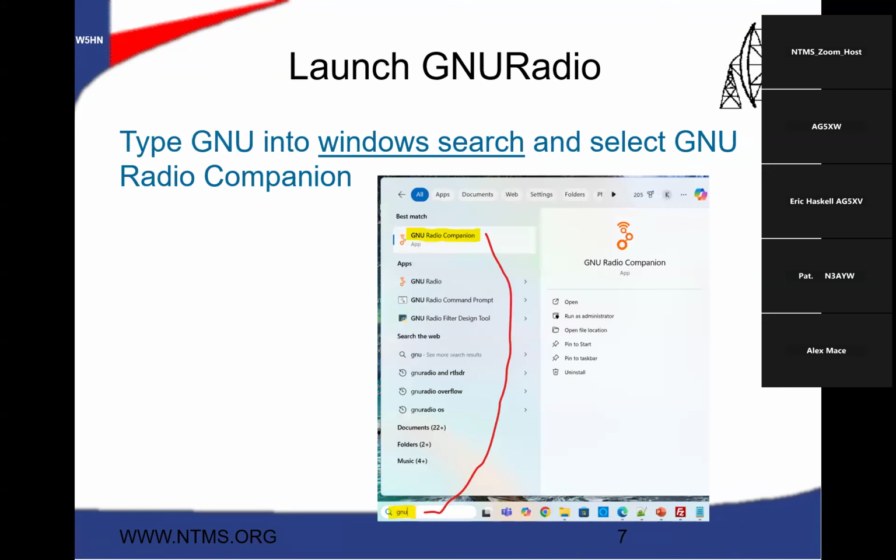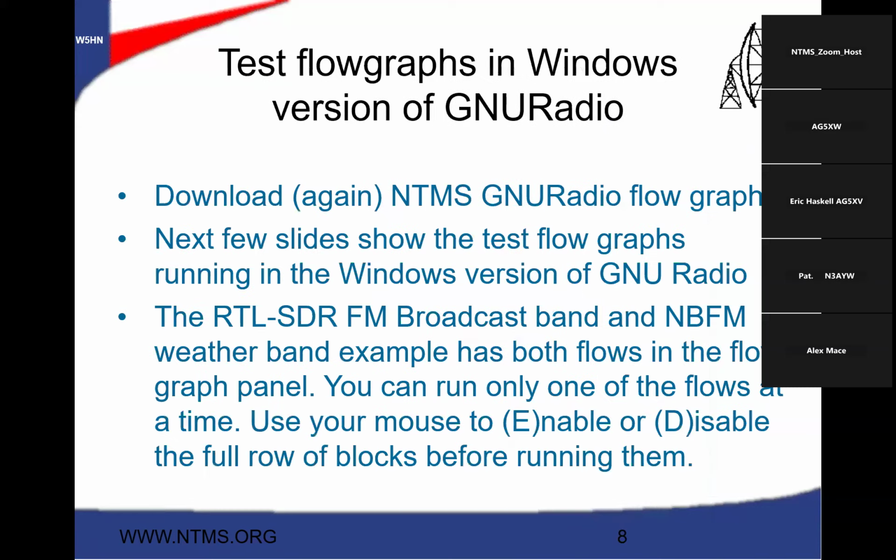Now this stumped me actually, trying to find where it was on my computer. I finally discovered that if I just type in GNU, it would fly up. And you want to select GNU Radio Companion. That's what we call the interface that we work with. Again, download the NTMS flow graphs. We're going to show those here in a moment.